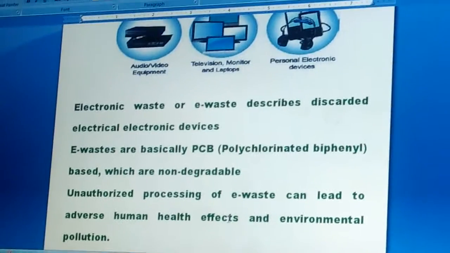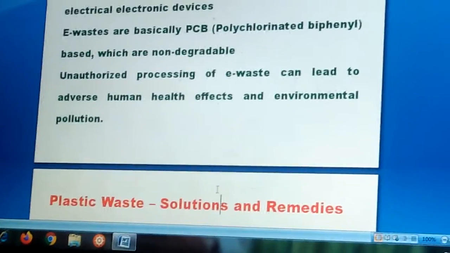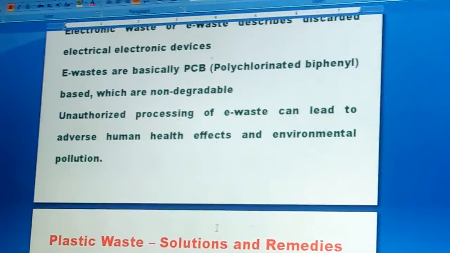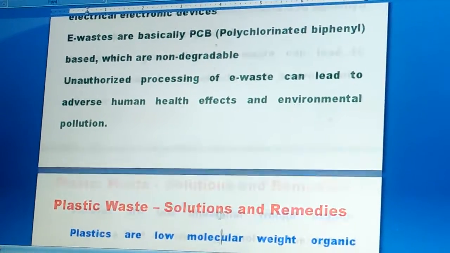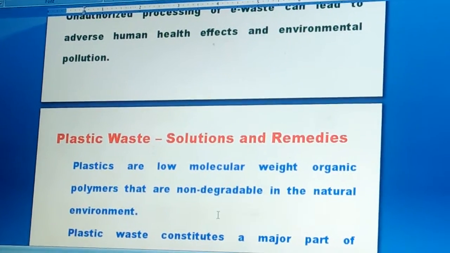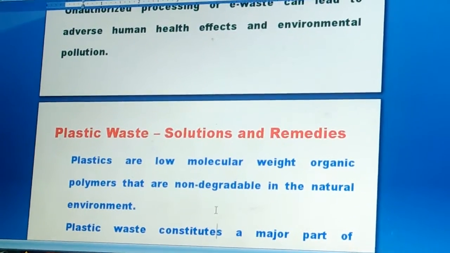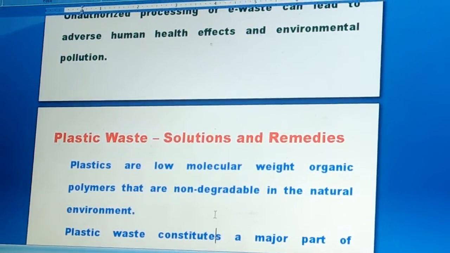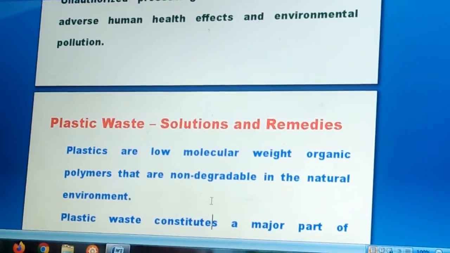So, if you are simply disposing such waste, that will cause environmental pollution and also affect human health. So safe disposal is highly essential. Then, plastic waste, solutions and remedies. Plastic waste, as I already told you, burning of plastic will give a toxic gas, dioxin, which is highly dangerous and will affect human health. The living organisms will also be affected.